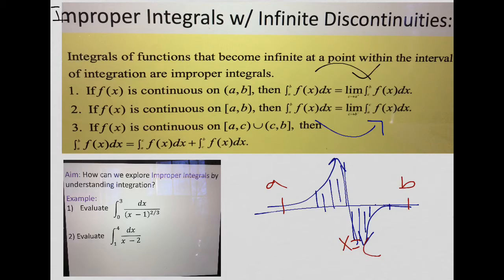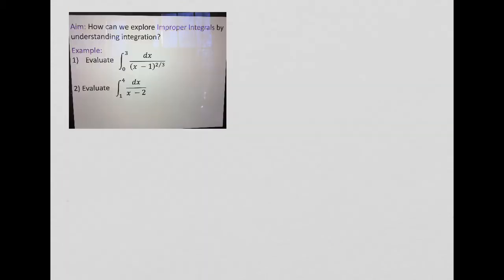All right, let's get to our examples. Okay, so our first example is exactly that situation in the last one I was trying to describe. When x is equal to 1, we would have a vertical asymptote.